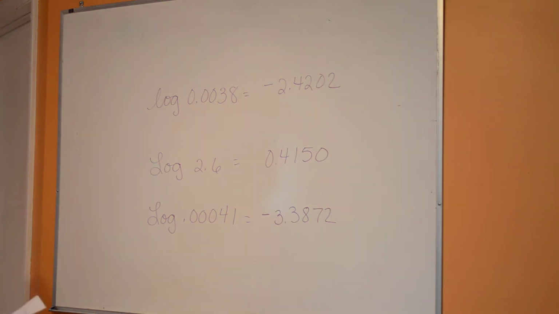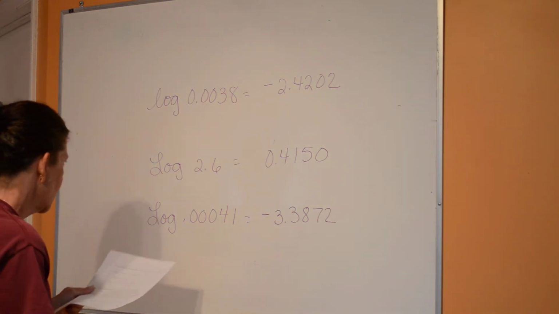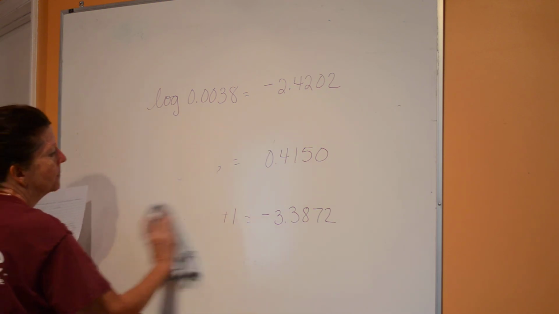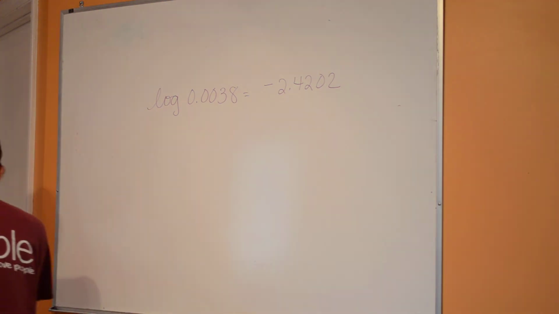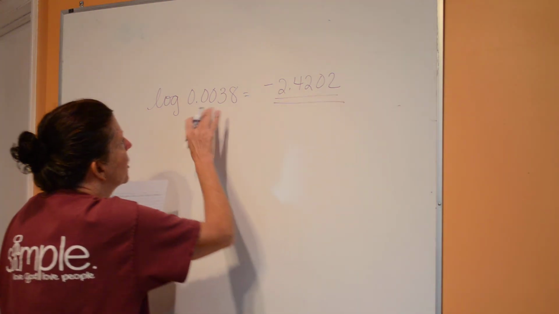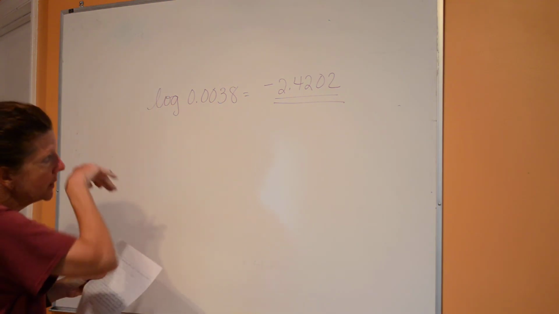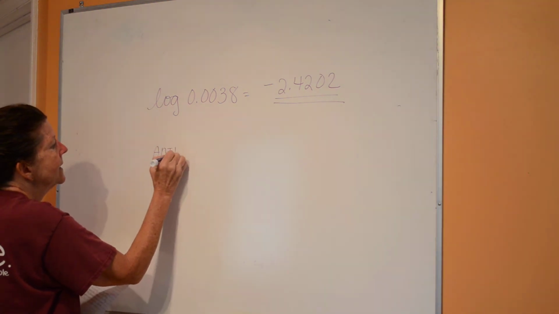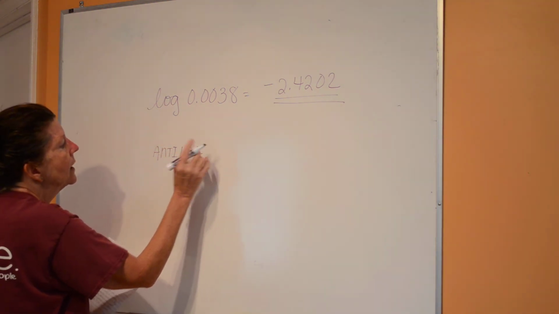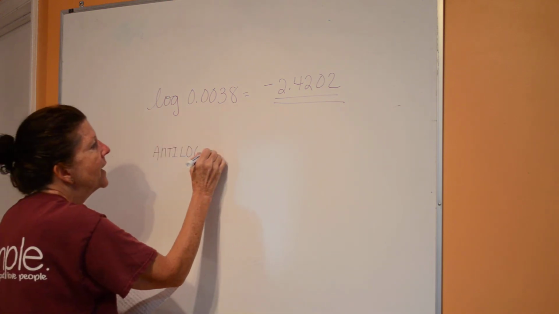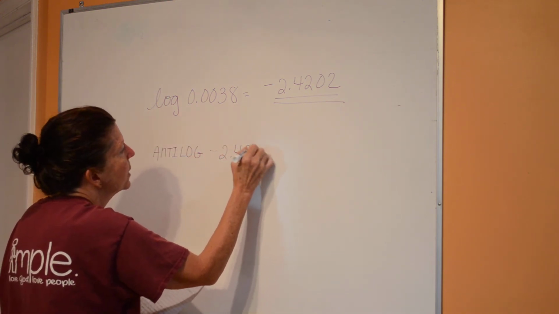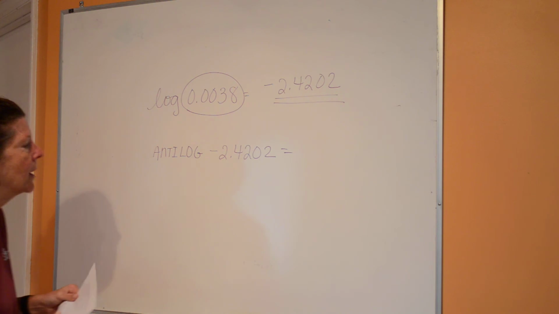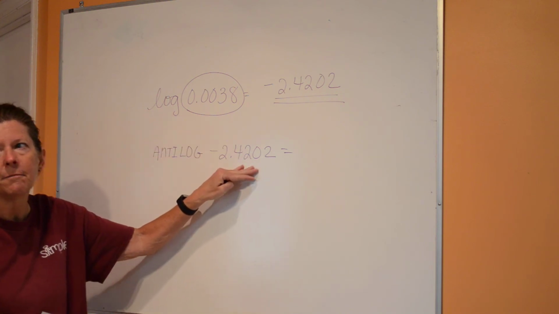All right, there's another thing that you can do with your calculator and logarithms. Let's erase the bottom 2. You found this part by using your calculator. Sometimes what they want you to do is find the antilog of something. A-N-T-I-L-O-G. So if I want to find the antilog of negative 2.4202, what I'm actually looking for is this part. I'm asking, what can I take the log of to give me this?